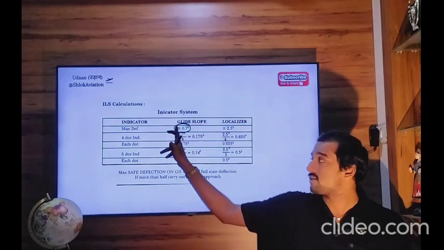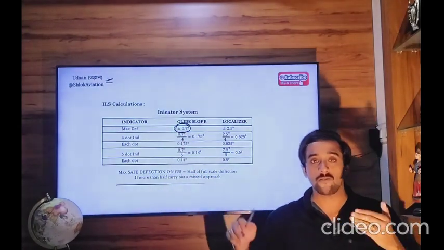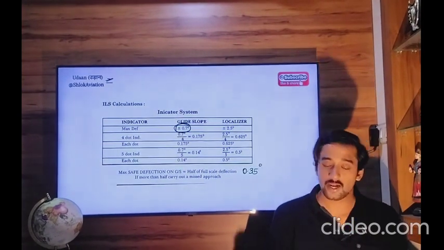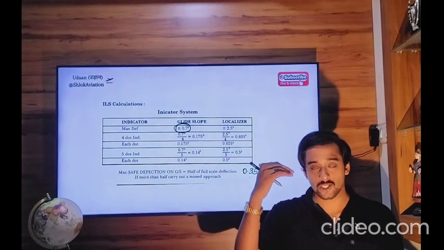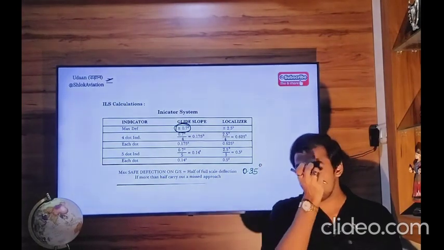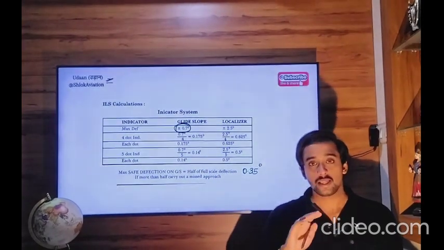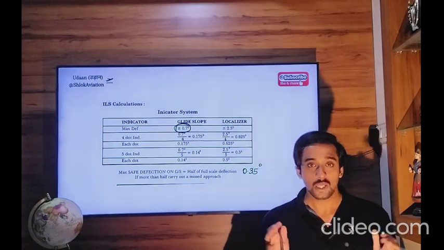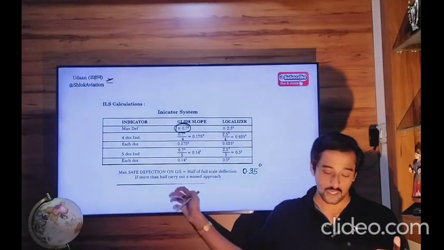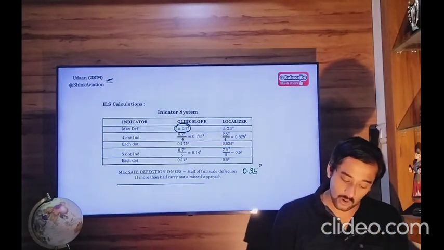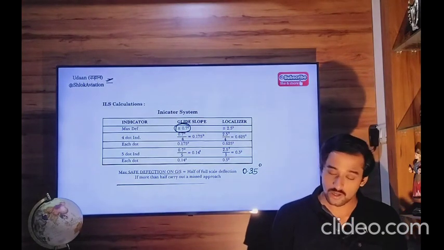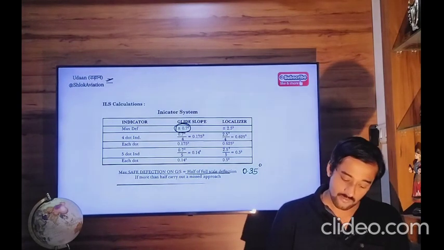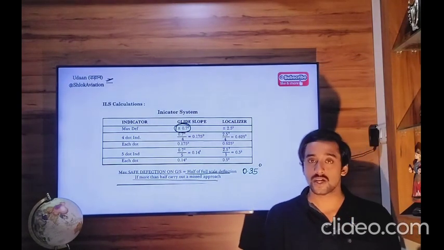Full scale deviation is 0.7, so half of that will be 0.35 degree. When you have deviated 0.35 degree above or 0.35 degree below the glide slope, that is the maximum allowed. If you exceed that, you have to execute a missed approach. So the maximum safe deflection on the glide slope equals half of full scale deflection. If more than half, carry out a missed approach.